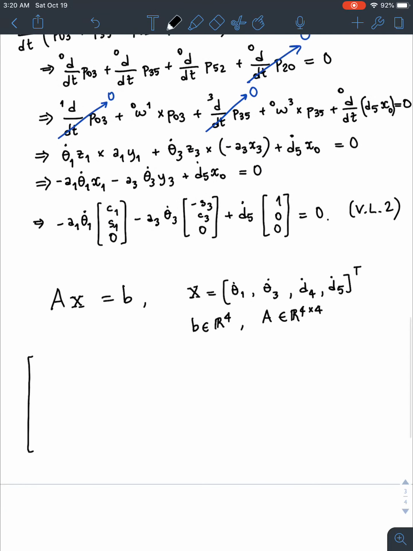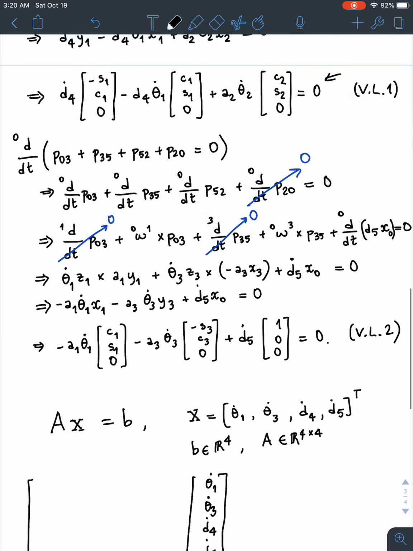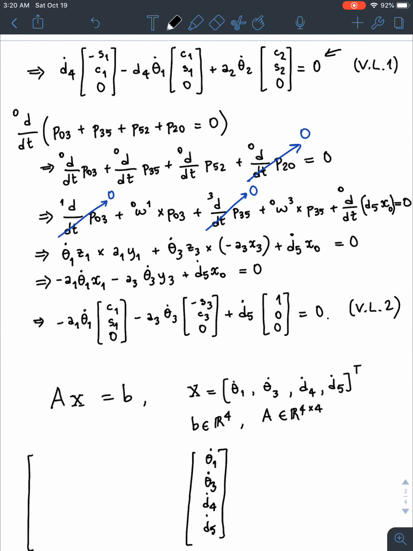Okay, let's populate this matrix A. Since my unknown vector is theta 1 dot, theta 3 dot, d4 dot, and d5 dot, I can go back to my first equation here, observe what multiplies theta 1 dot, and write it as the first element in the first row of the matrix A. Looking at that row at the top of the page, I read off the coefficient of theta 1 dot in that equation, and what I see there is minus d4 times cosine of theta 1.